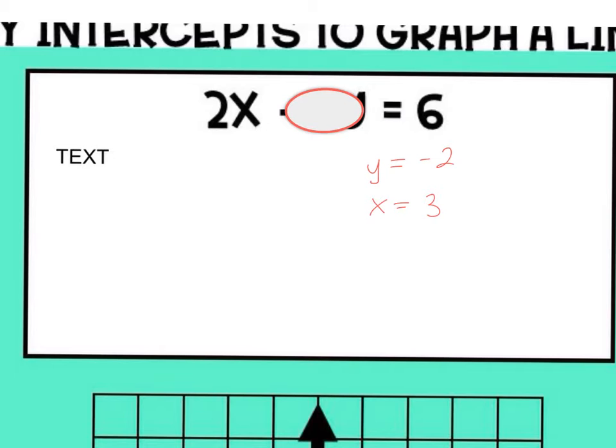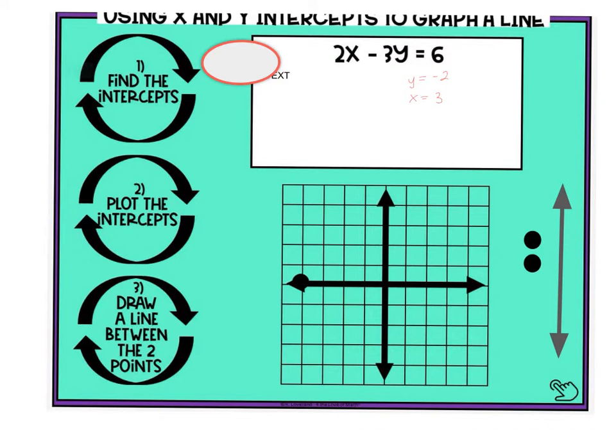Now, let me zoom out so we can graph this. So on our x-axis, we've got an intercept of positive 3. So about there. And on the y, we've got a negative 2. So if we go to graph this guy, we should have a positive line, has an x-intercept of 3 and a y-intercept of negative 2. Alright, let's go to the third one.